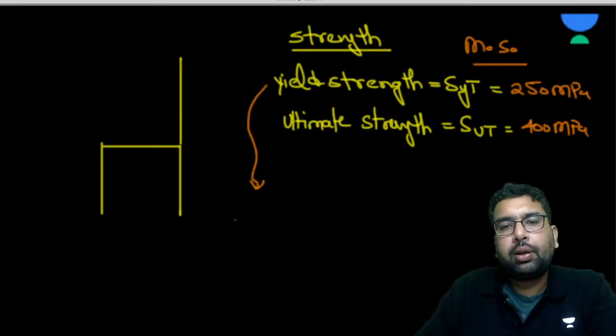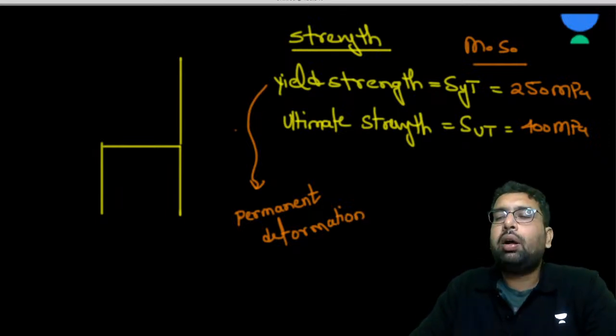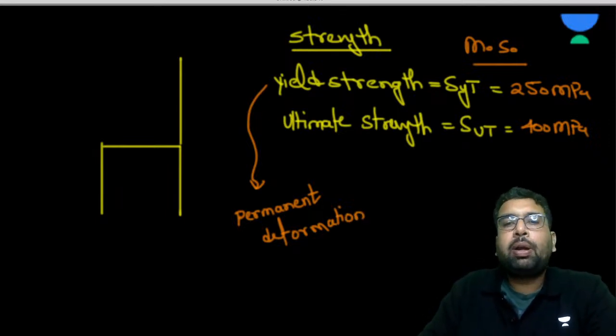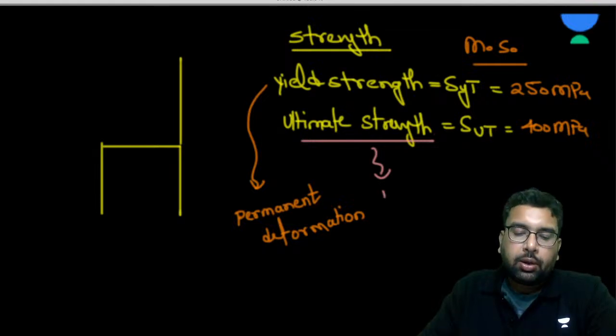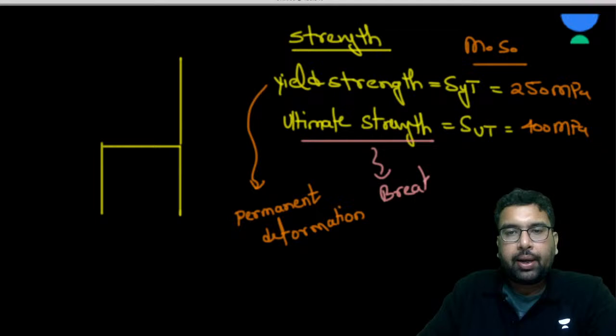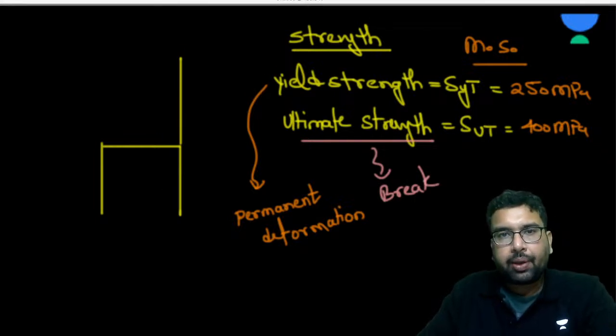Basically, when the stress in a body increases beyond the yield strength mark, it will have permanent deformation. And at ultimate strength, if the body reaches this mark of ultimate strength, it is going to break. Okay, it will break down, right?